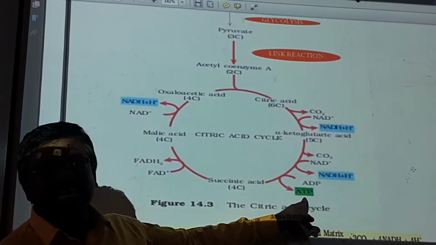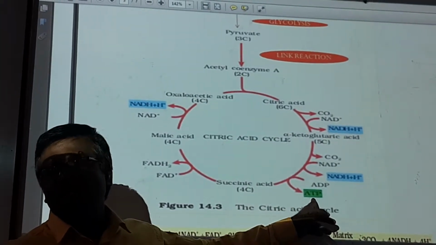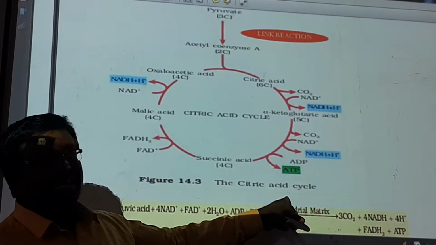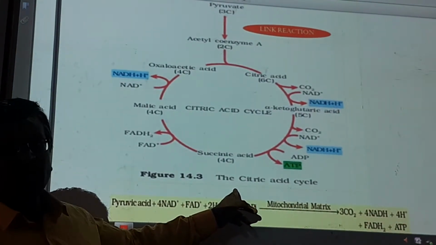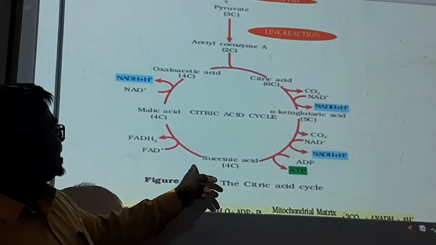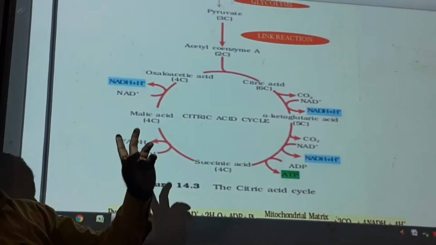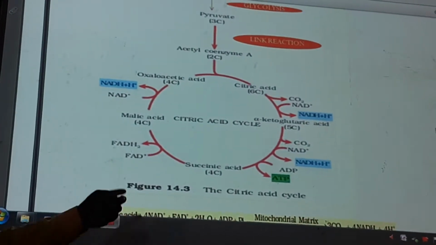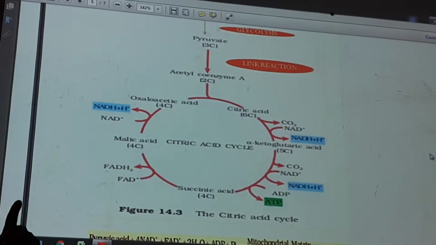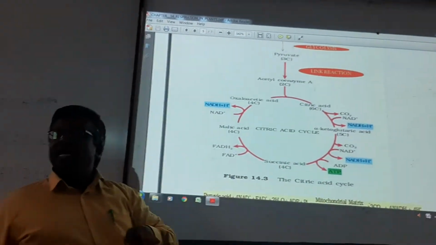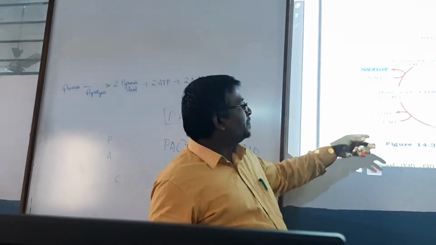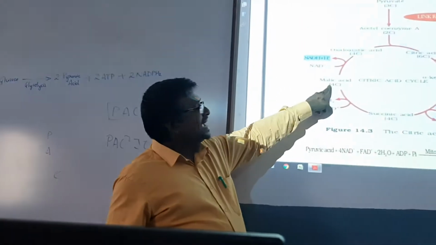Anyway, they have given it as ATP because 1 GTP equals 1 ATP. There is no difference between them. So NADPH2 and ATP is synthesized. There is a formation of 4 carbon succinic acid. Now from this succinic acid, there is formation of malic acid. And during this process, there is a synthesis of FADH2. 1 FADH2 is equivalent to 2 ATPs when they enter the electron transport chain. We'll discuss that later.